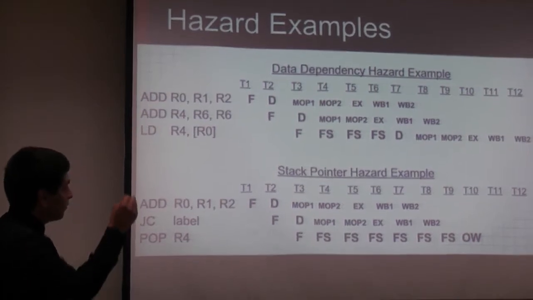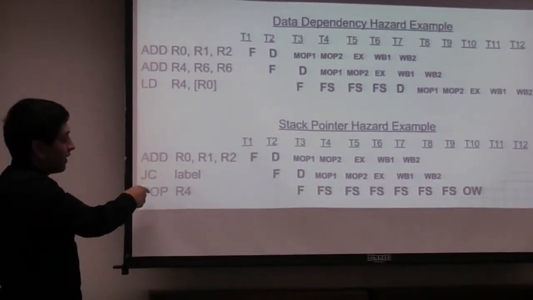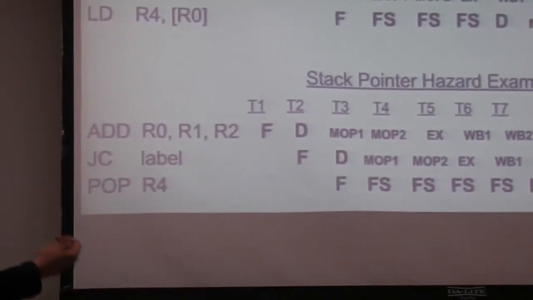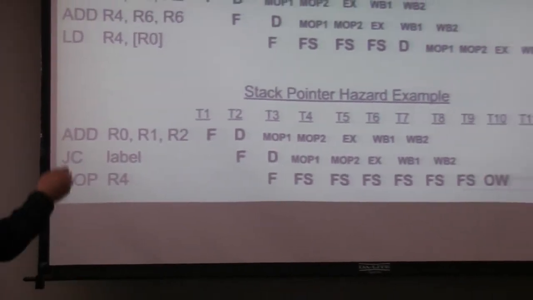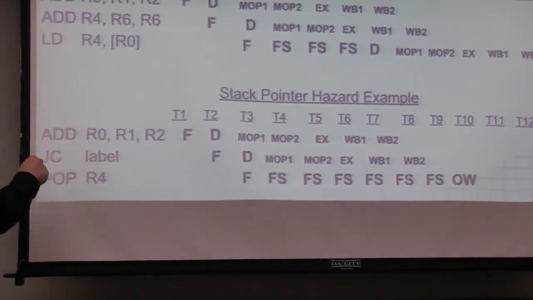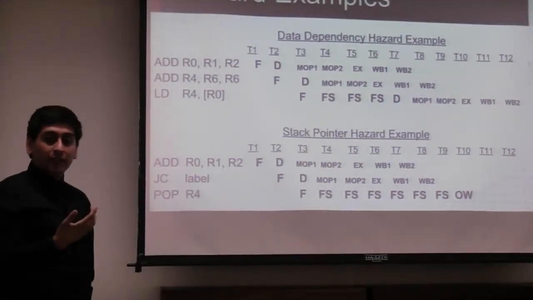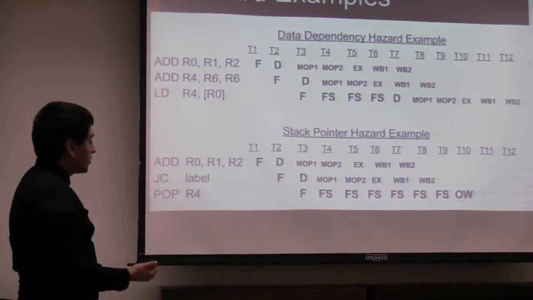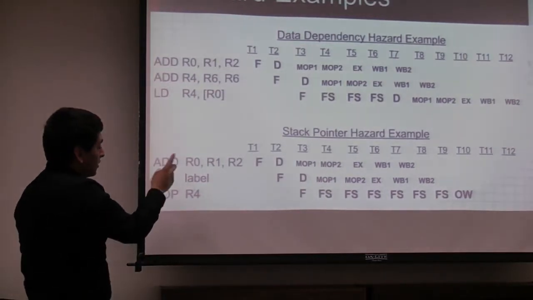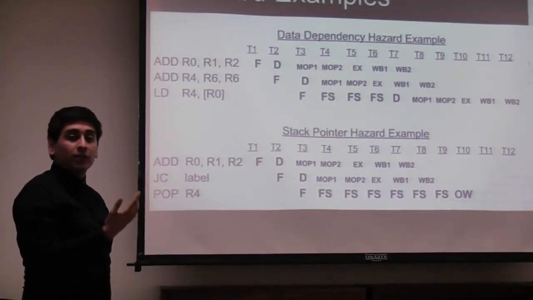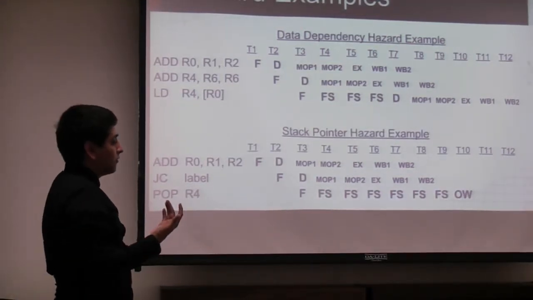And now we have a stack pointer hazard. We have an add, and then we have a jump if carry. Let's assume that this jump if carry is successful. Normally, our processor works so that when we enter a jump instruction, we still process the instructions after it, just in case it's not successful. The jump instruction is going to take seven clock cycles to load IP, to change IP effectively.